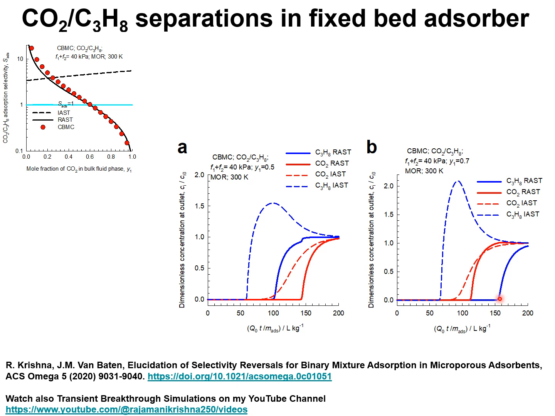The RAST correctly anticipates that the adsorption selectivity is in favor of propane, whereas the IAST anticipates the adsorption selectivity is in favor of CO2 for this mixture composition of 0.7. So ignore thermodynamic non-idealities at your own peril.